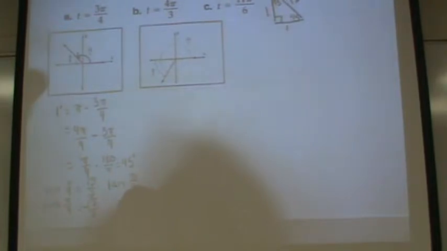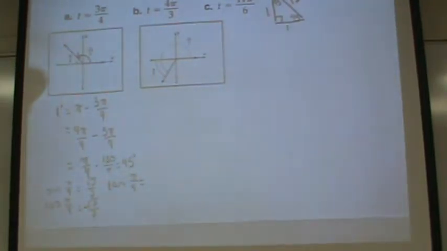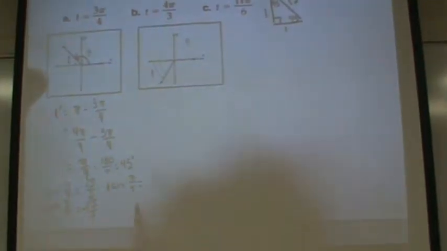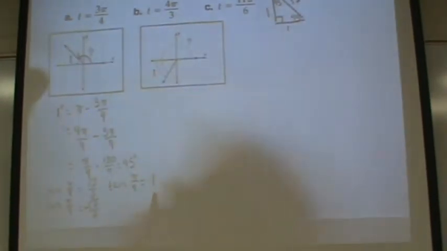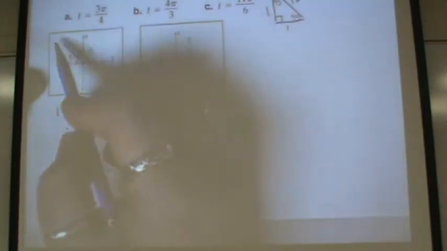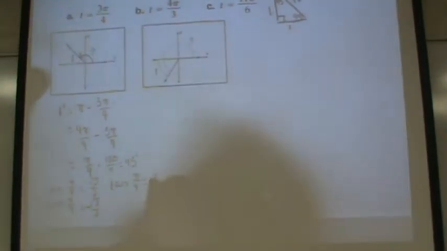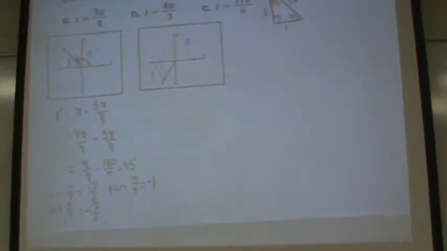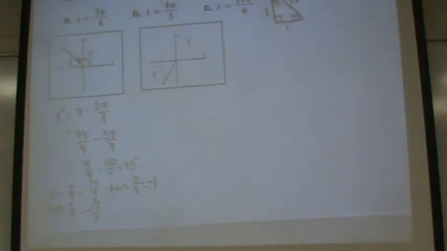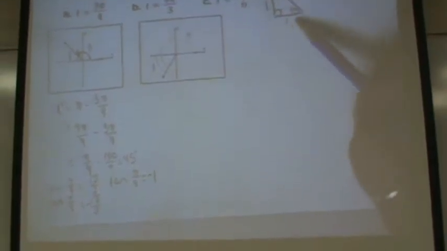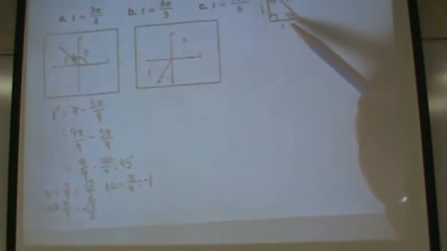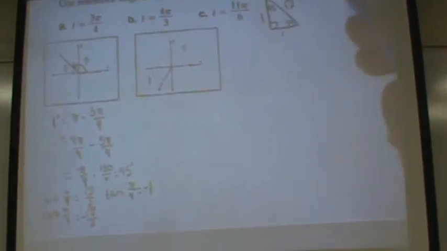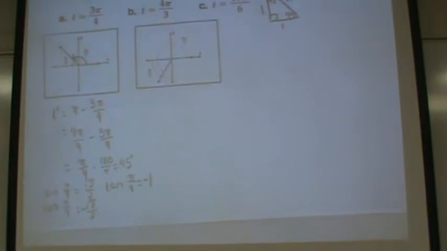And then your tangent of pi over 4 would be just 1. But again, because we're in the second quadrant, your tangent is negative, so it's negative 1. So you need to know how to find not only the sine, cosine, and tangent, but you need to realize the signs of those ratios in each quadrant.